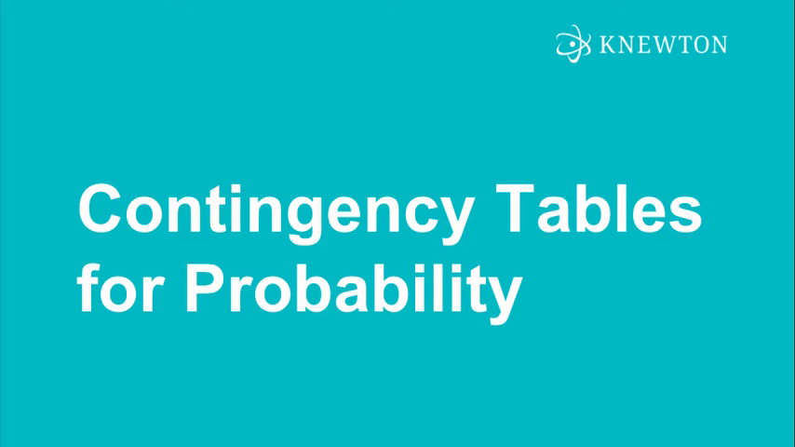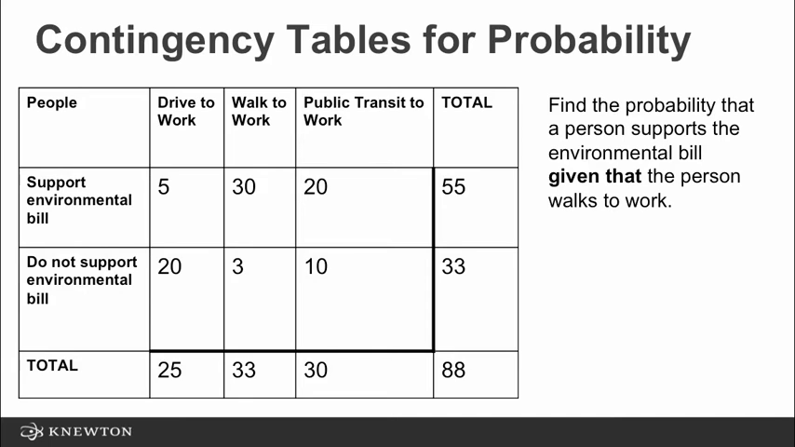Let's talk about how we can use a contingency table to find probability. Remember that a contingency table tells us the numbers in different segments of a certain population. In this example, we had the population of people who drive to work, walk to work, take public transit to work, versus the people who support a certain environmental bill and do not support a certain environmental bill. And these numbers give us each of those particular combinations, along with the totals in each column and the totals in each row. So for instance, we have 10 people who do not support an environmental bill and take public transit to work.